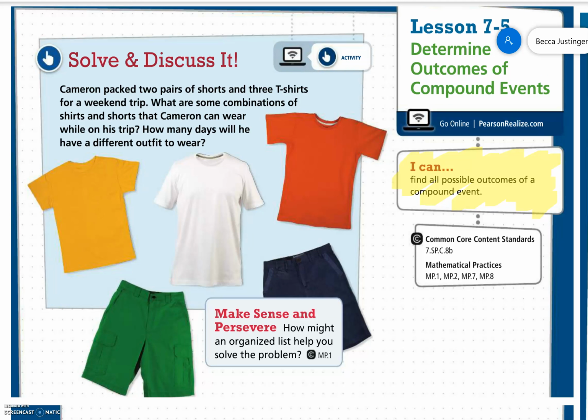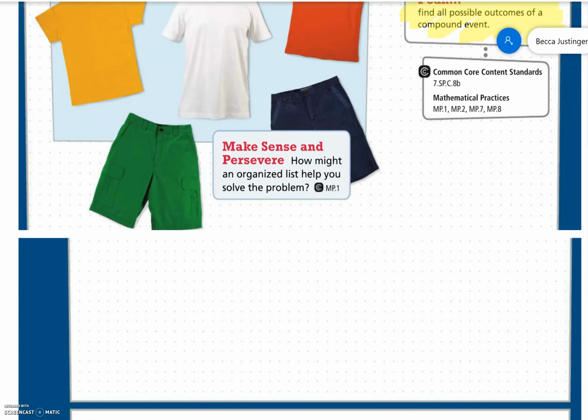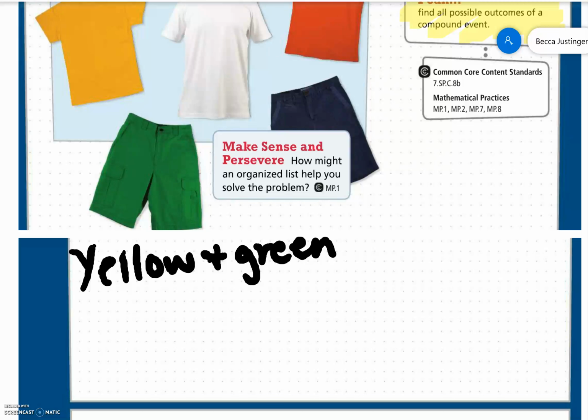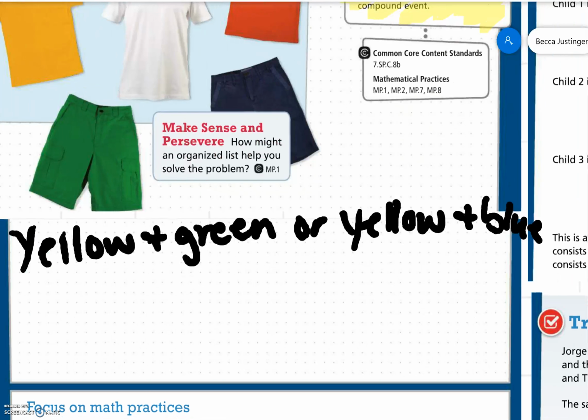Okay, I'm going to take some participation and hopefully we get some responses. Okay, so I was thinking he could do the yellow shirt with the green pants, or he could do the yellow shirt with the blue pants. And then we could repeat that with the white shirt.